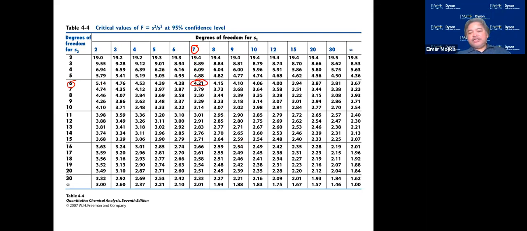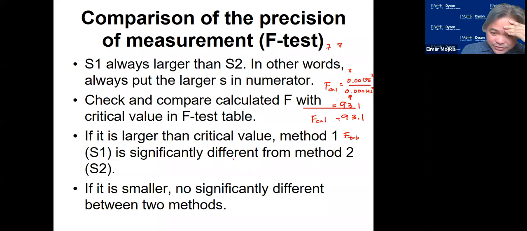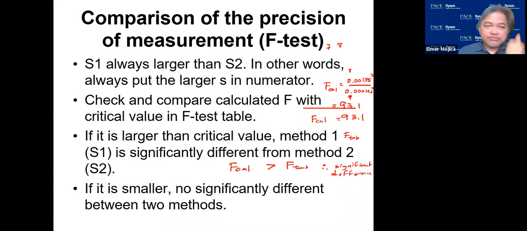Are you clear on that? You're going to need this table if ever we do an exam. So if we're going to look at this here, F-calculated is different from F-table. It's so high, so there's a significant difference between the two. So it agrees with what the t-test showed. Okay?